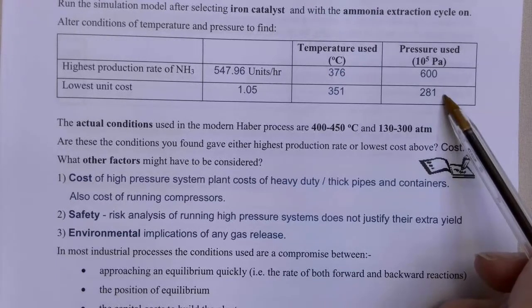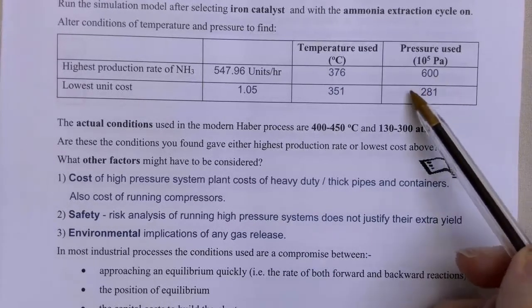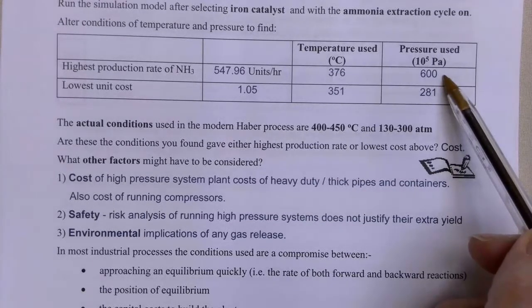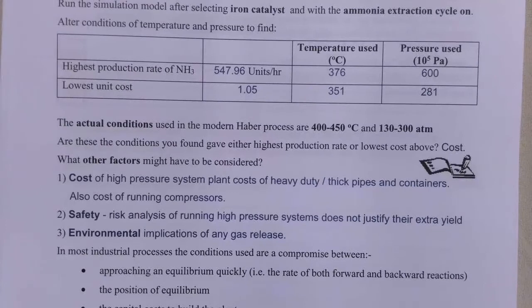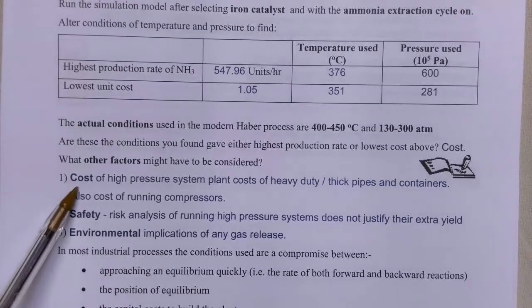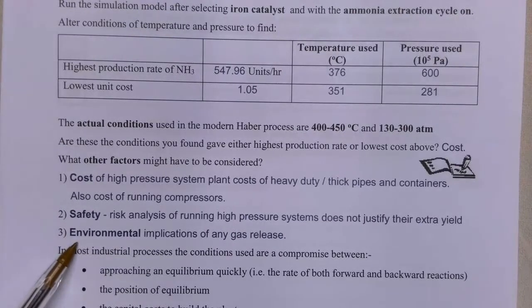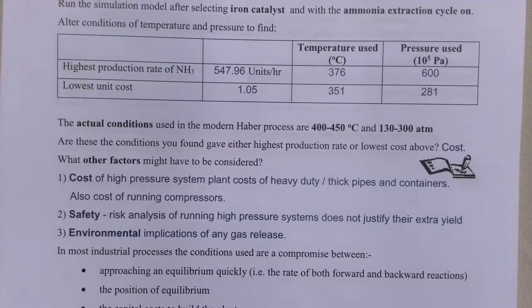It's costly in terms of electricity, it takes a lot of money to run the compressors, and safety wise, if a high pressure system goes, that's a lot more damaging than a lower pressure system. It's still well above atmospheric pressure, but it's not as high as 600. So there are other factors which we need to consider. The cost, not only of running a high pressure system, but also building and maintaining it, safety, and the environmental impact. And in fact, in industrial processes, we generally use a compromise between equilibria and rate.